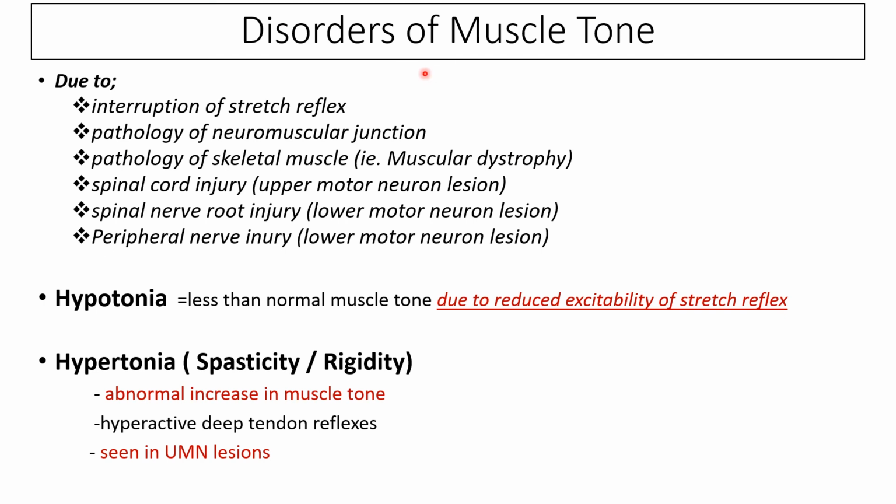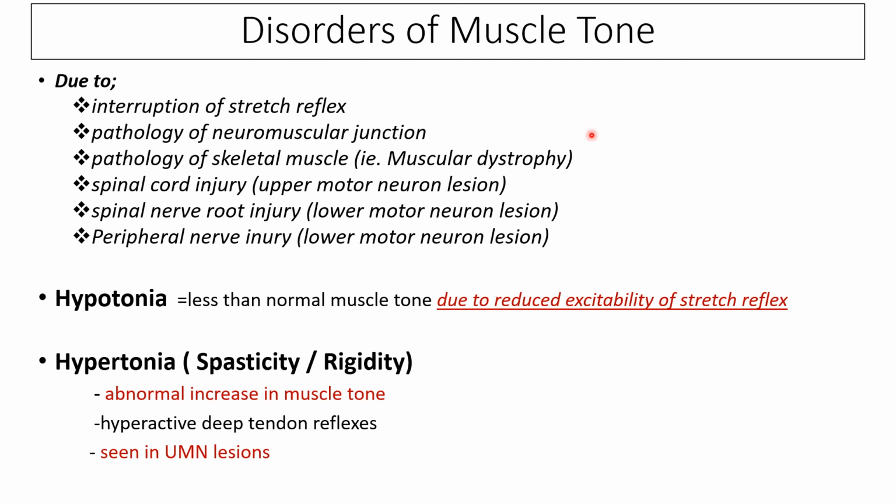Okay, so there are different things that can cause muscle tone issues in the body. So for example, there's a problem with the stretch reflex itself. Remember that the stretch reflex, the muscle spindle reflex, is the spinal reflex that establishes muscle tone in the body. There may be a problem at the neuromuscular junction itself. So where the lower motor neuron synapses onto the skeletal muscle fibers, if there's a problem at that synapse, it'll cause a problem with muscle tone.